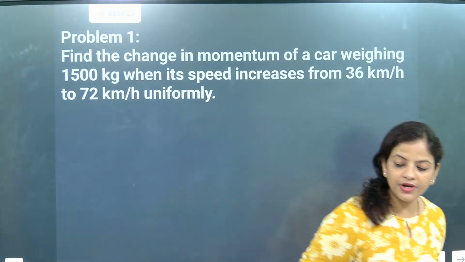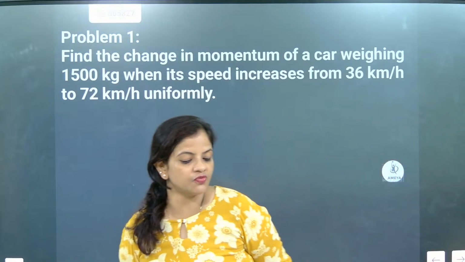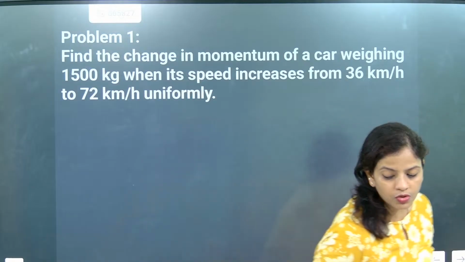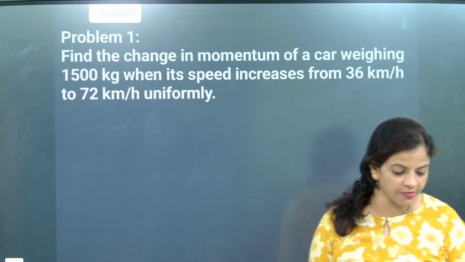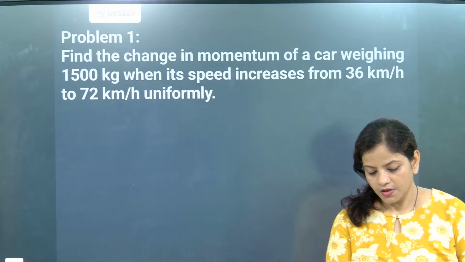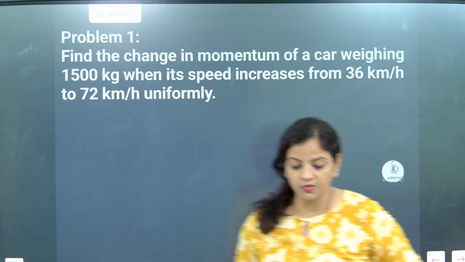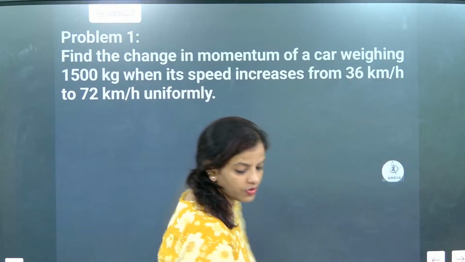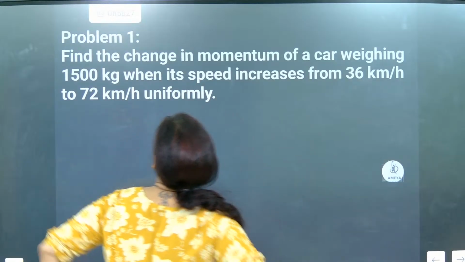Find the change in momentum of a car of mass 1500 kg when its speed increases from 36 km per hour to 72 km per hour uniformly. Come on, start solving the question and give me the answer. See, this is the easiest question. Here, we don't have to do big work. Please pay attention here.